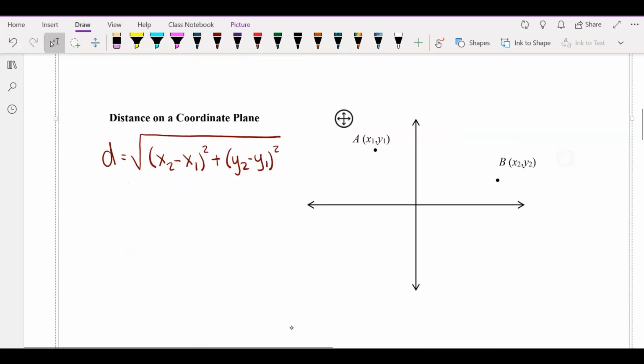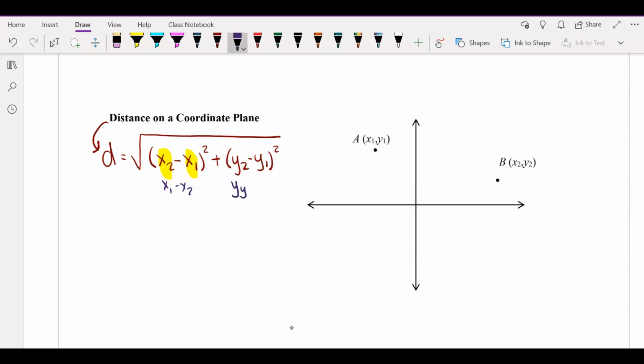Then we have here the distance formula. So the distance formula here is D. D is for distance, right? So no tricks there. The square root of x2 minus x1 squared plus y2 minus y1 squared. The actual order of x2 and x1 doesn't matter. So you could potentially do x1 minus x2, and you can also do y1 minus y2. It does not matter that order, okay?